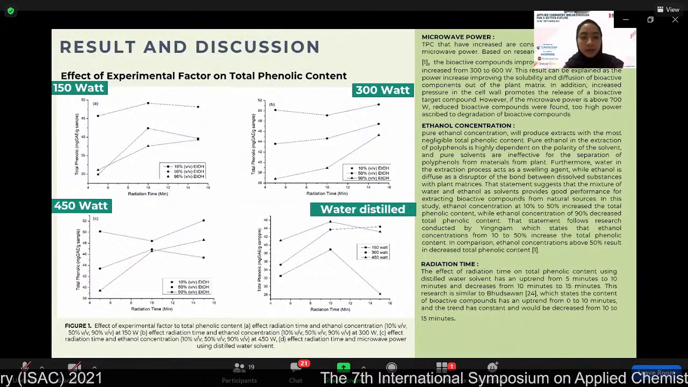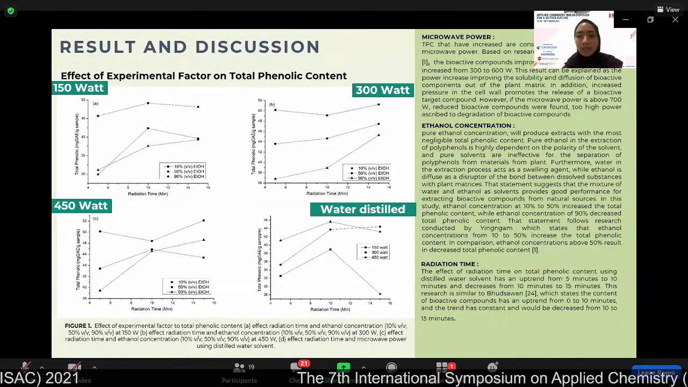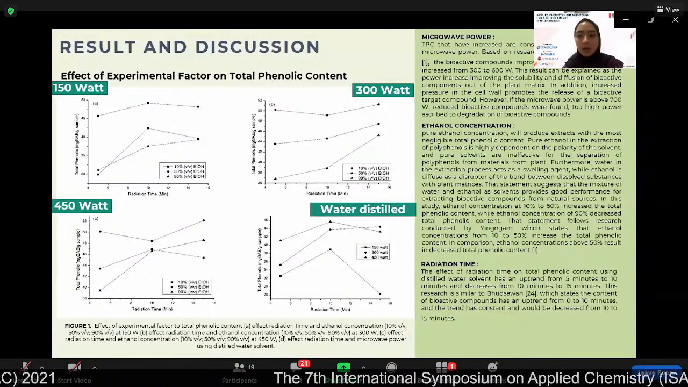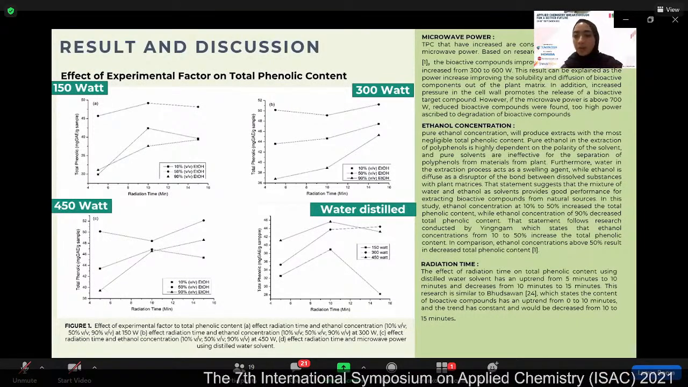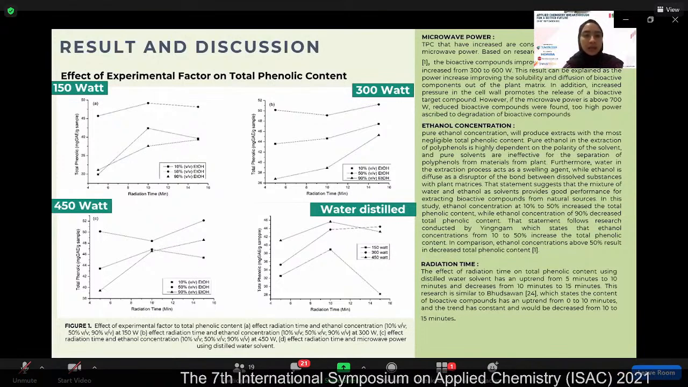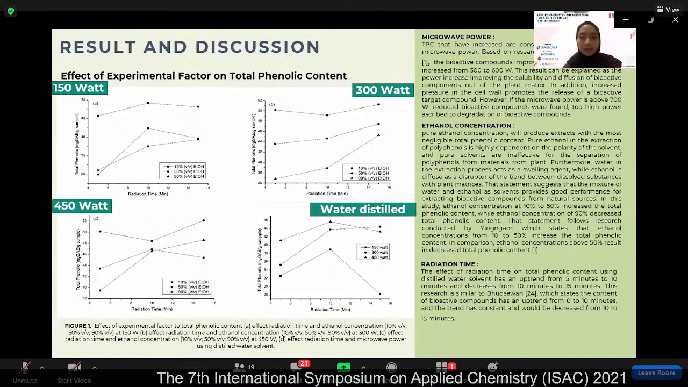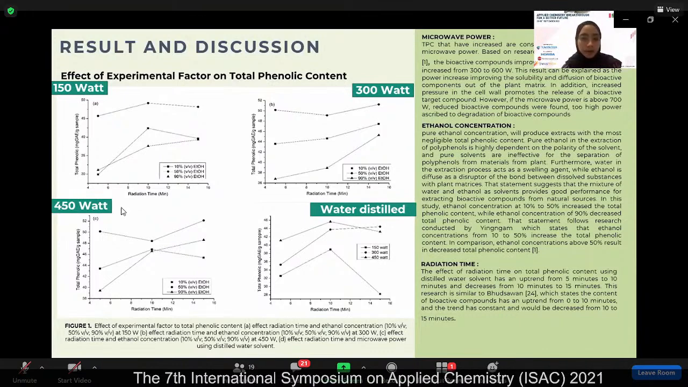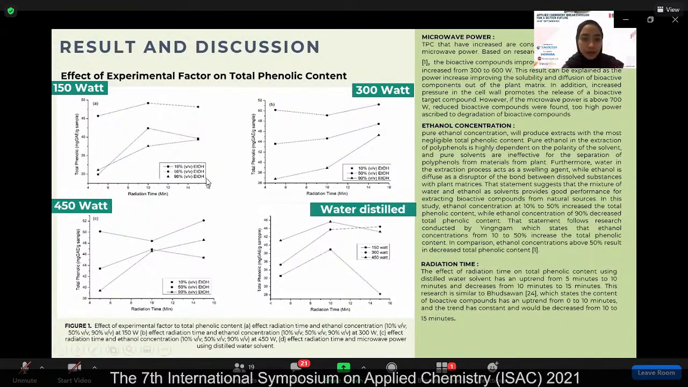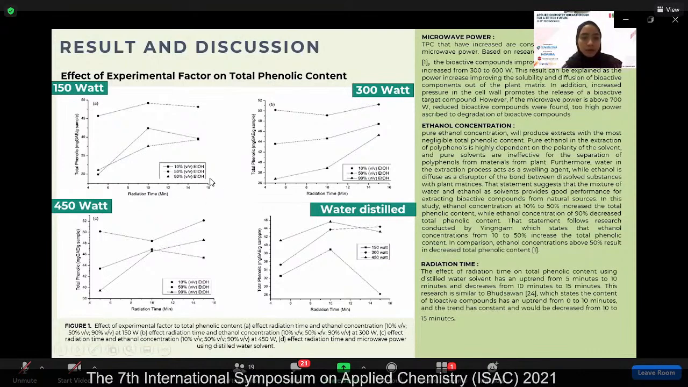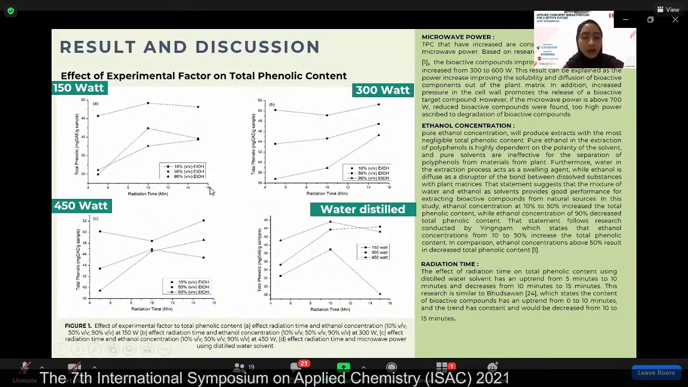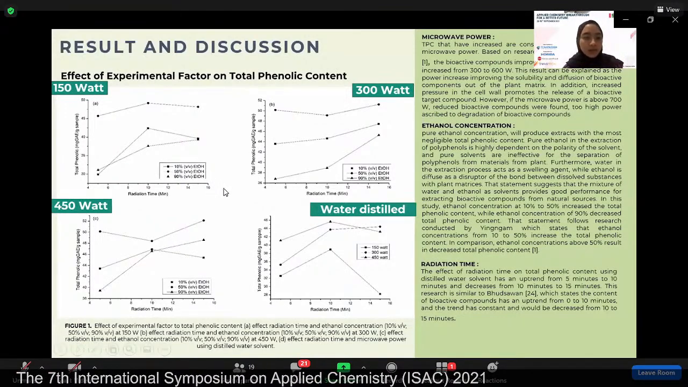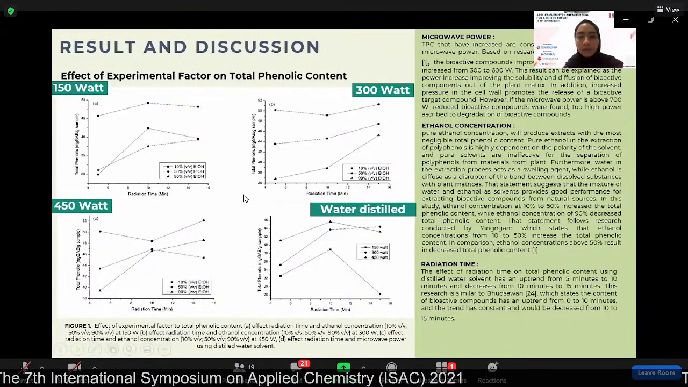However, if the microwave power is above 700 watt, it can reduce the bioactive compound because too high power is ascribed to degradation of the bioactive compound. And the second effect is the ethanol concentration. From the figure we can see that the higher the concentration of the ethanol, the smaller the total phenolic content.